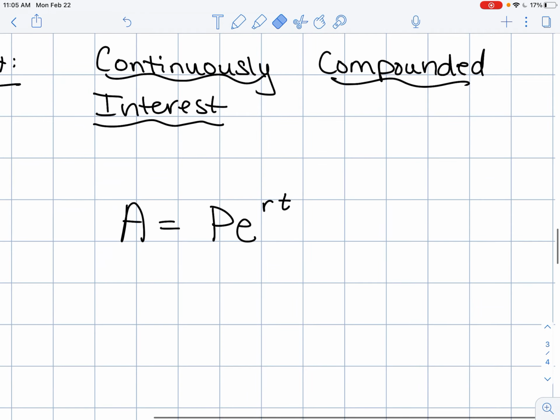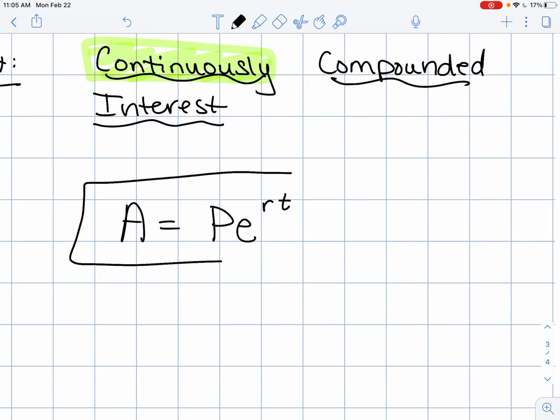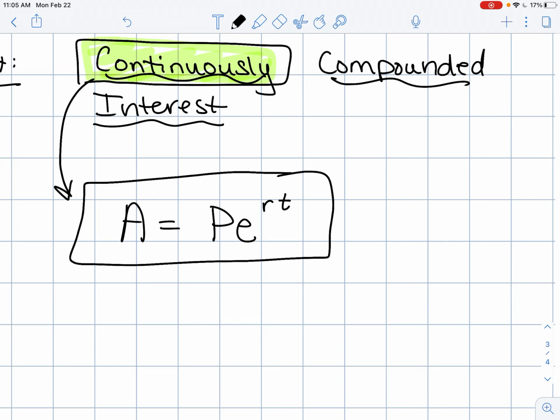Okay, so what happens, remember when we were talking about compound interest? What if it's continuously compounded, meaning not yearly, not monthly, not weekly, not daily even. It's compounded continuously, meaning round the clock. We're going to use this formula. So when you see that word compounded continuously, we use this formula: A equals P times e to the rt.